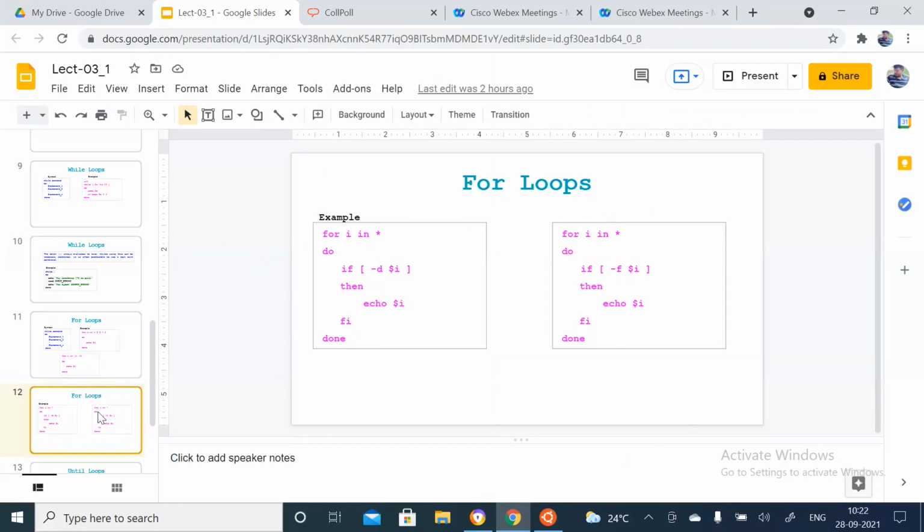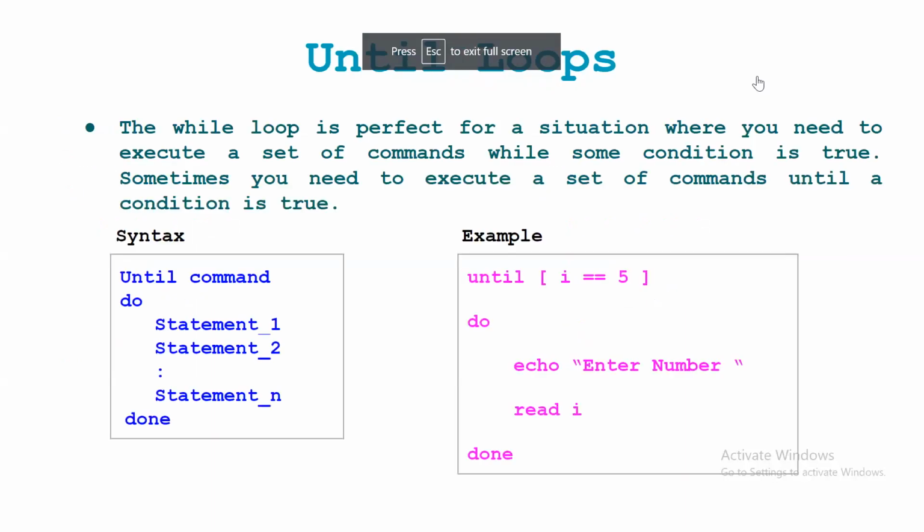And the last one that I'll go with is the until statement. The while loop is perfect for situations where you need to execute a set of commands while some condition is true. But sometimes you need to execute a set of commands until the condition is true. You might think it looks similar to for, but I'll tell you what the difference is over here, so that you will understand the difference between for and while also.